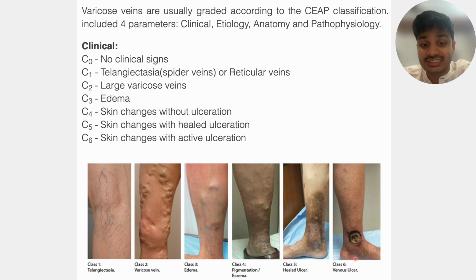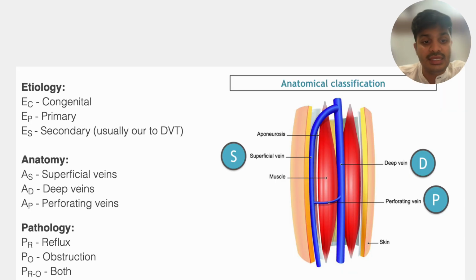And class 6 is a venous ulcer that is not healed and has an active ulceration. In etiology, you have congenital, primary and secondary. Secondary is usually due to DVT. Whenever DVT doesn't clear, it can lead to damage of the valves of the deep veins. And due to pressure difference, the other valves will become incompetent, and again that will cause varicose veins.